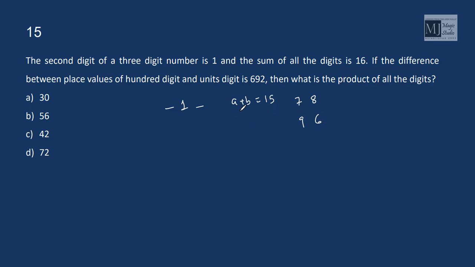9, 6, 8, 7, 7, 6 is done. 5, 5 we can't take. Okay, so the number can be 817, 718, 916 or 619.